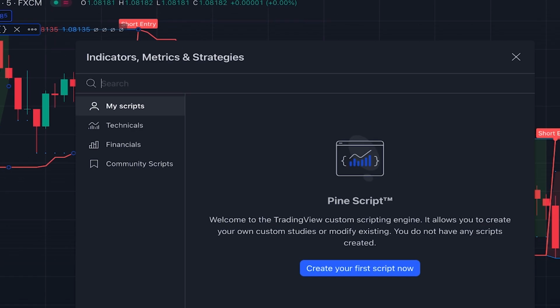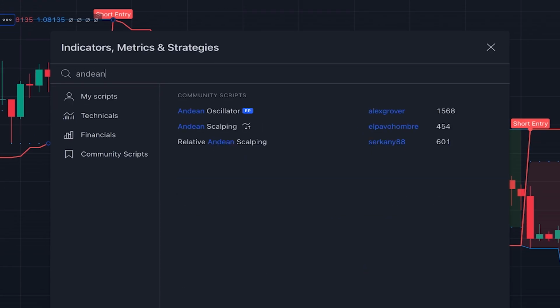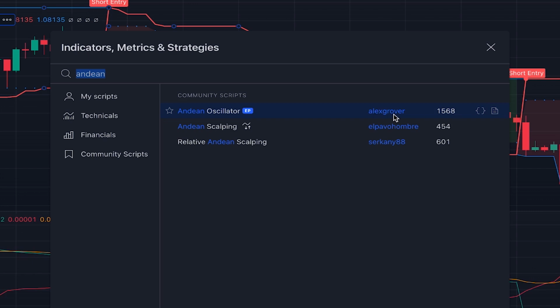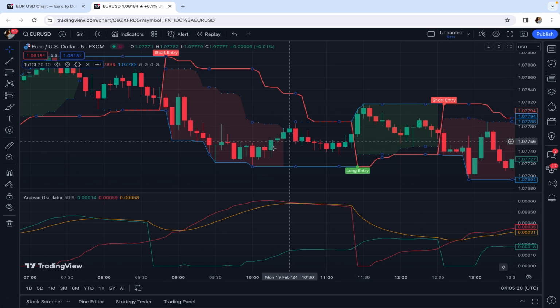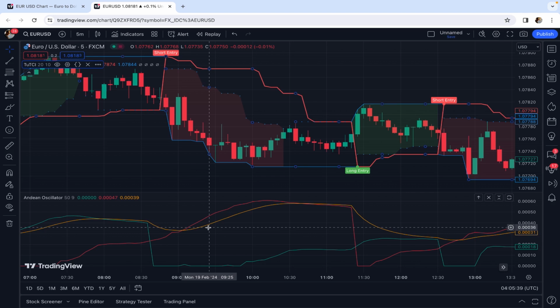Here we click on indicators and we search Andean oscillator, this one, which is an editor's picks indicator and written by Alex Grover. This indicator will help us to know when the market is flat and in what times we have enough upside or downside momentum for entering a trade.